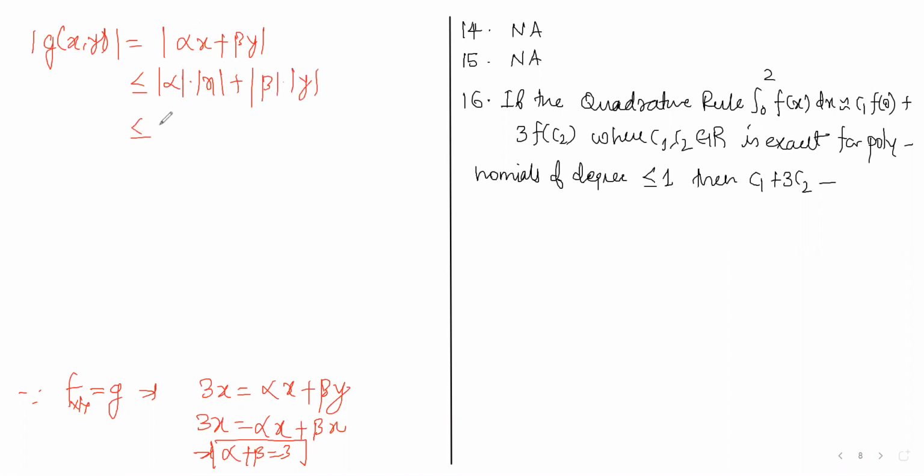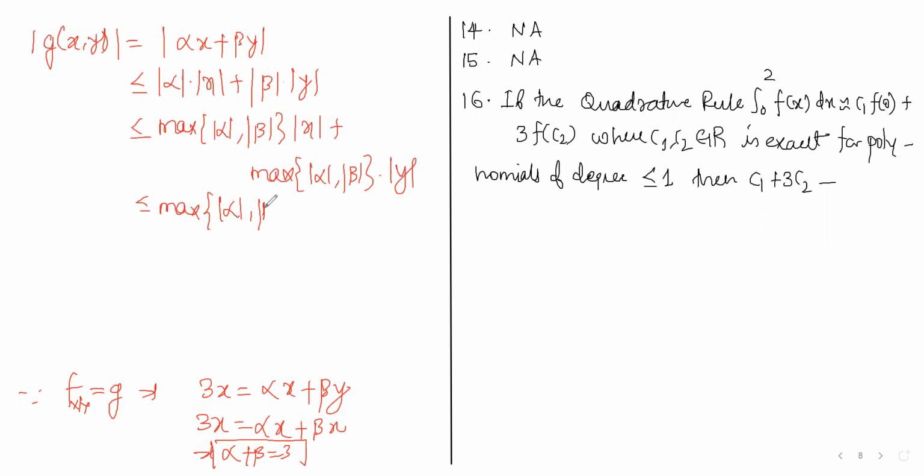But I know that mod of alpha is always less than or equal to max of mod alpha comma mod beta times mod x, plus beta also I'll do the same thing because it is always less than or equal to its maximum. So mod of beta, and this will be mod y, take maximum thing common. So maximum of mod alpha comma mod beta times mod of x plus mod of y. And this is my norm x. So this is my mod of g of x, y, and I divide by this norm x.